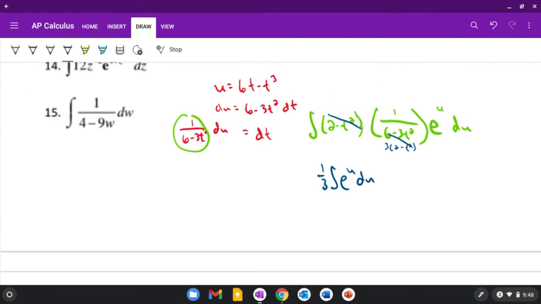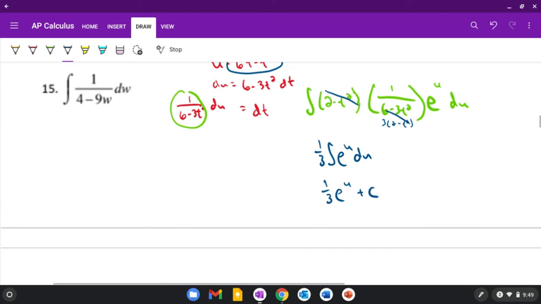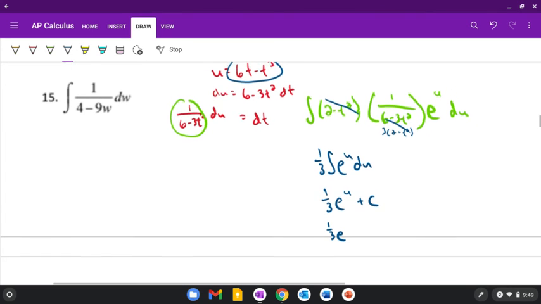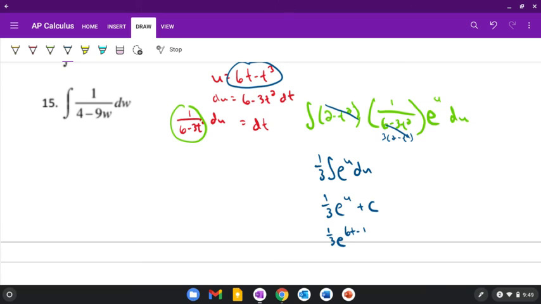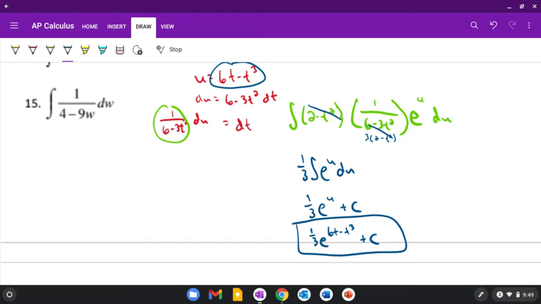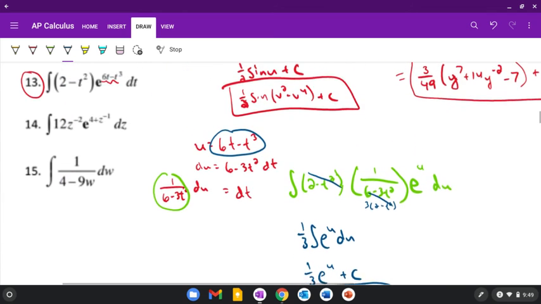The integral of e to the u is just simply e to the u. So it's 1/3 e to the u plus c. We then just plug our u back in, which was 6t minus t to the third. So it's 1/3 e to the 6t minus t to the third plus c. Once you get the hang of this, it isn't really that difficult. I know it seems hard. You're doing a ton of work, but you'll start to see these patterns. You'll start to see just pull out a constant, and the integration part is actually pretty easy.